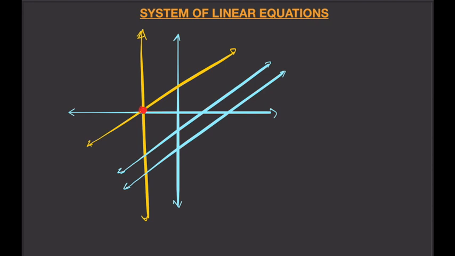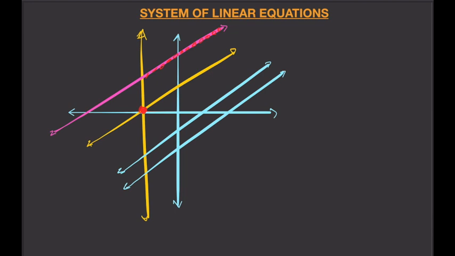We could also have a case where this is your graph. The first graph is something like that, and the other graph is that exact line. So you have two equations with the same graph. In this case you have infinitely many intersections because basically all points are intersections of these two lines. So these are three possible scenarios for a system of linear equations.